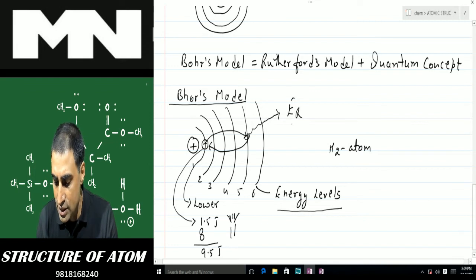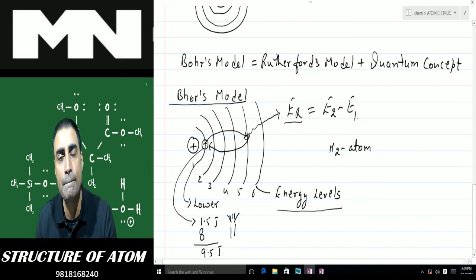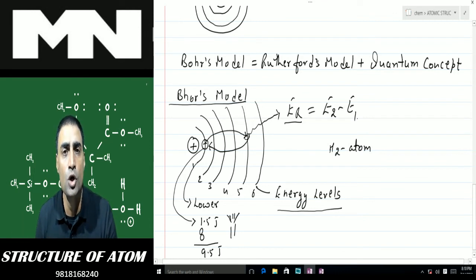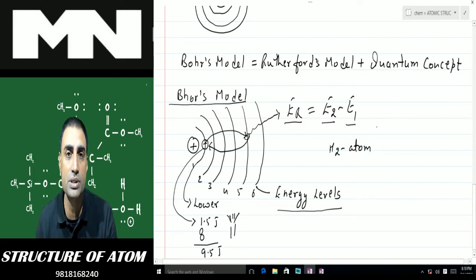If you want to calculate the energy of this electromagnetic radiation, we can simply write it is equal to E2 minus E1, where E2 is the energy of the higher energy level and E1 is the energy of the lower energy level. If I tell you a formula for calculating the energy of an energy level, you can easily calculate the energy of the higher energy level and the energy of the lower energy level. From the energy of the higher energy level, you will subtract the energy of the lower energy level and you will get that difference, which will be the energy of the radiation. My dear students, here in this case, E2 never means the energy of the second shell and E1 never means the energy of the first shell.